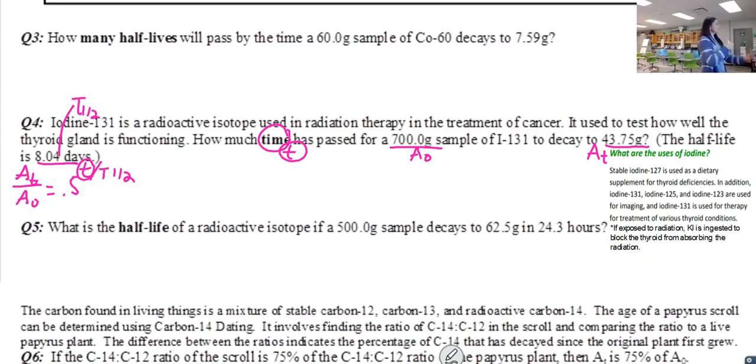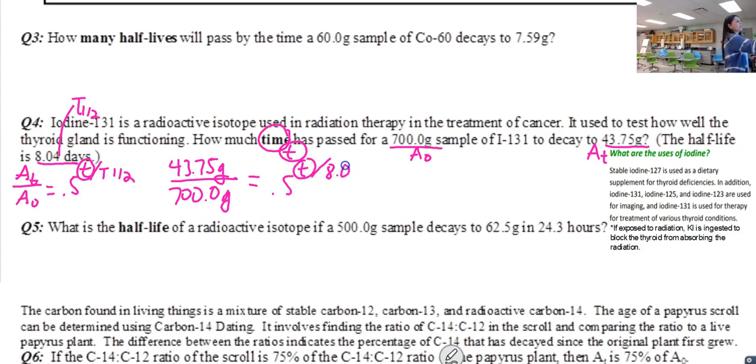So let's fill in our numbers here. A_T is 43.75 grams, and I'm going to divide that by A_0, which is 700 grams. That's going to give me my fraction remaining. That tells me what is left, what remains, not what decays. It is equal to 0.5 raised to the T, which is what I'm solving for, divided by 8.04 days. So I'm trying to solve for something in my exponent.